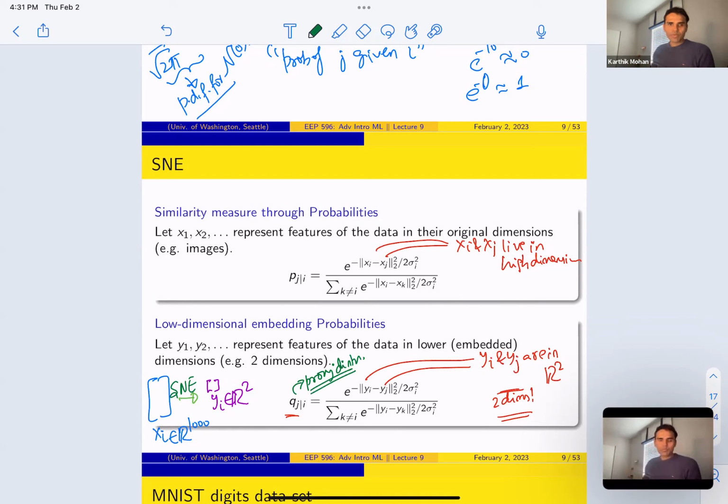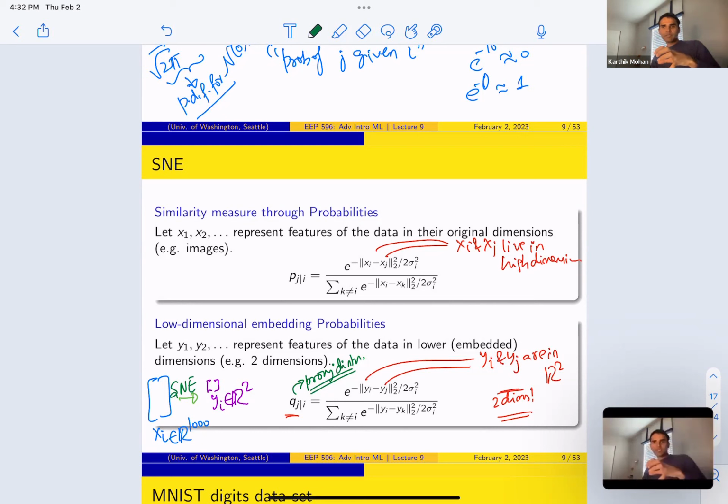Now, what you'll do is you will learn these yi's and yj's. That's essentially what SNE is doing. It's saying, I will learn it by having a loss function that will make the q close to the p. If I make the q close to the p, then whatever behavior I observe in this high dimensional space with the xi's and xj's, I will observe the same behavior, hopefully close enough, in the low dimensional space. So then I am able to preserve that probability as I embed these points from a higher dimensional space to a low dimensional space.